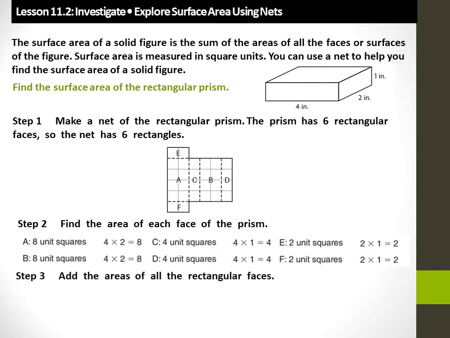So the area of rectangle A is equal to 4 times 2 equals 8 unit squares. Area of B is also equal to 8 unit squares. The area of C is equal to 4 unit squares. The area of D is equal to 4 unit squares. The area of E is equal to 2 unit squares, and that of F is also equal to 2 unit squares. In step 3, you add the areas of all the rectangular faces. 8 plus 8 plus 4 plus 4 plus 2 plus 2 is equal to 28. So the surface area of the rectangular prism is 28 square inches or 28 inches squared.